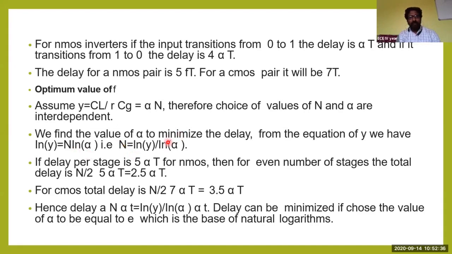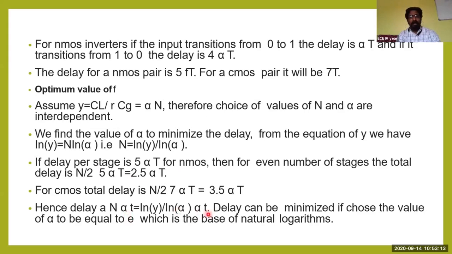Now here, if the delay per stage is 5 alpha T for NMOS, then for an even number of stages, the total delay will be N by 2 times 5 alpha T, that is 2.5 N alpha T. And this is also one important objective for any kind of competitive exams. For CMOS, the total delay is N by 2 times 7 alpha T, that is equal to 3.5 N alpha T. Try to remember all these points, which will be very useful for you in the GATE exams.